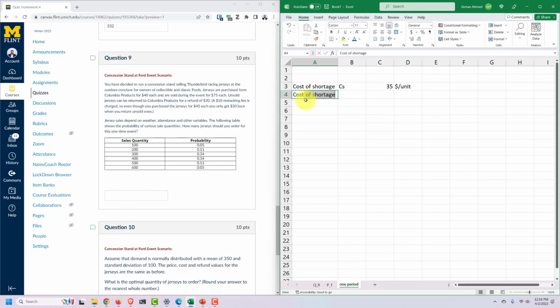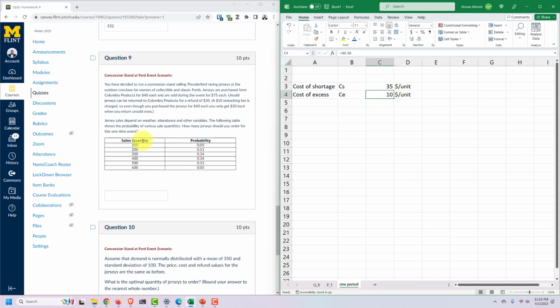Let's do cost of excess, CE. That's if you have too much stuff. So if I have an extra jersey left over, which I've paid $40 for, they can be returned for a refund of $30. So my salvage value that I get back is $30. Okay, and so my cost of excess will be how much I paid minus the salvage value of $30. So $10. So any extra jerseys cost me $10 because I paid $40 and I only get $30 back. I'm only able to recover $30 of them.